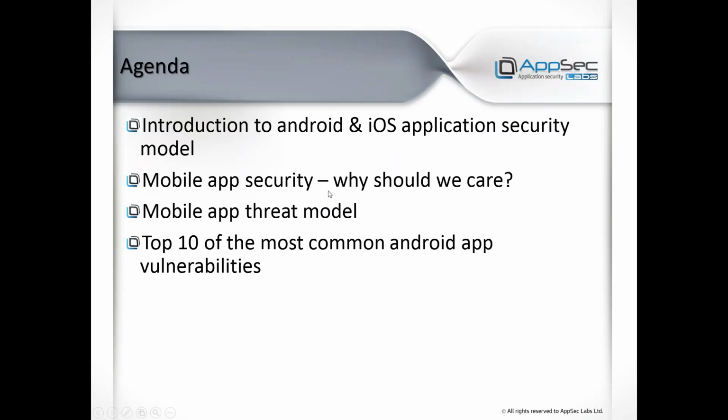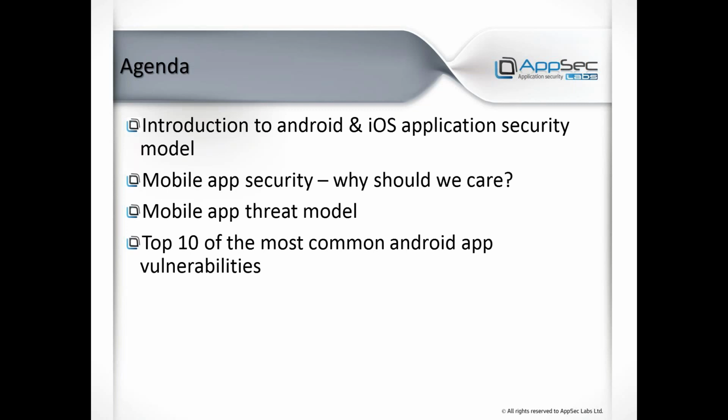So let's talk a little bit about what we're going to see today. We're going to start with an introduction to the Android and iOS application security model. We're going to understand a little bit how the thing works under the hood and how the OS protects the applications, and of course where the OS does not protect the application, and this is where developers sometimes make mistakes, in which when we're doing penetration testing, we usually find vulnerabilities.